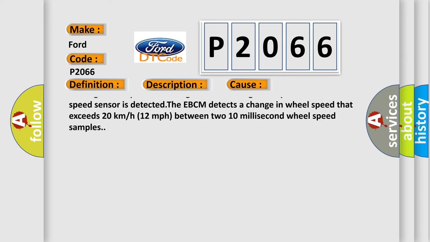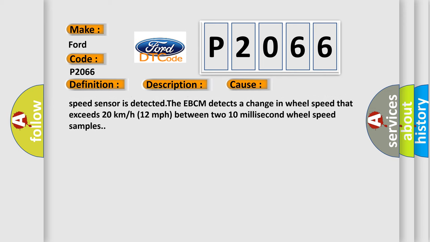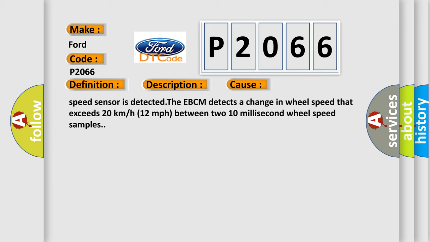A missing wheel speed sensor signal. An erratic signal output of the wheel speed sensor is detected. The EBCM detects a change in wheel speed that exceeds 20 km or 12 miles per hour between two 10 millisecond wheel speed samples.